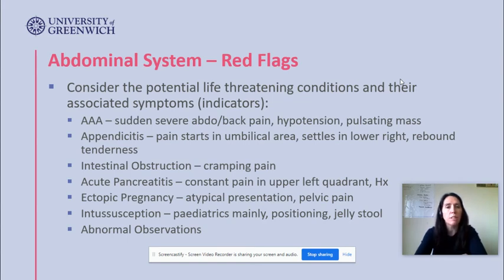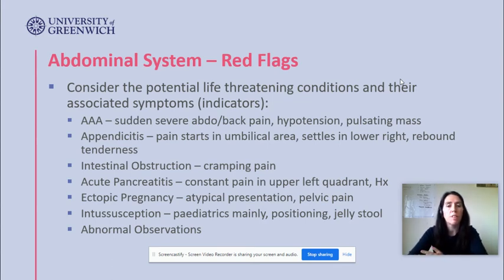So a red flag is not one thing on its own, like a high pulse. It's a high pulse with something else, an infection with something, abdominal pain with something. So think carefully about it. So the first one I've put down here is the AAA.